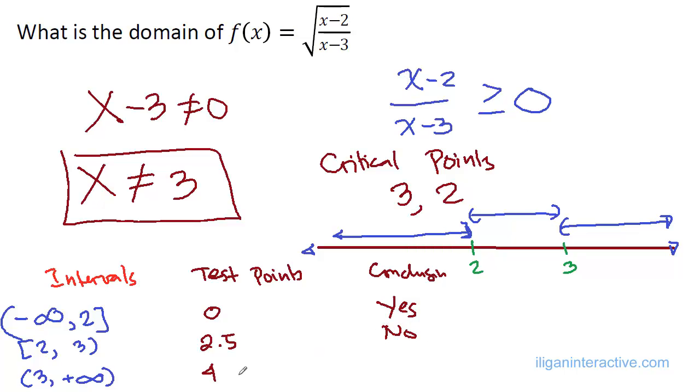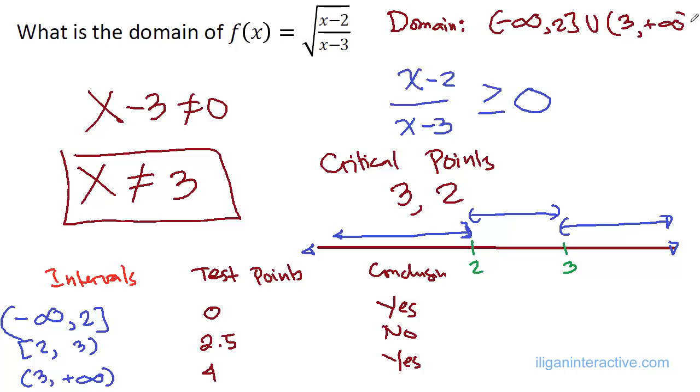How about if it's a 4? The answer is yes, right? Because 4 minus 2 is a positive 2 divided by 1, that's greater than 0. So it's a yes. So meaning our domain now will be the union of these two. Therefore the domain will be equal to negative infinity to 2 closed, union, we start with 3. Note that the 3 will have an open bracket, not a square bracket, to positive infinity. So this is our domain.